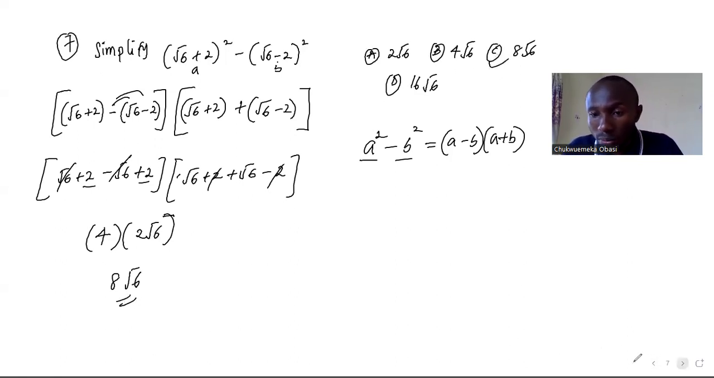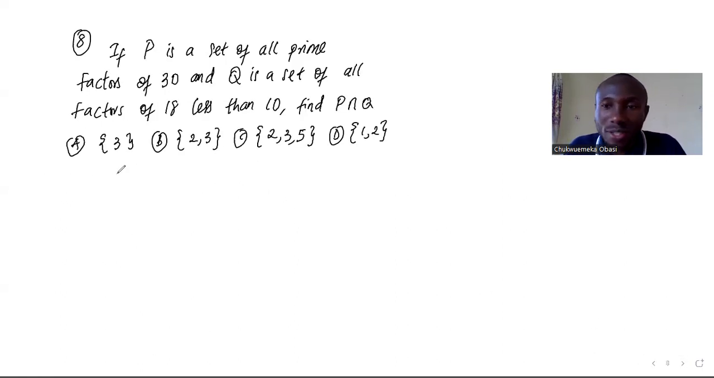All right, let's go to question 8. I hope you're not tired. So solution, question 8 says, if P is a set of all prime factors of 30 and Q is a set of all factors of 18 less than 10, find P intersection Q.